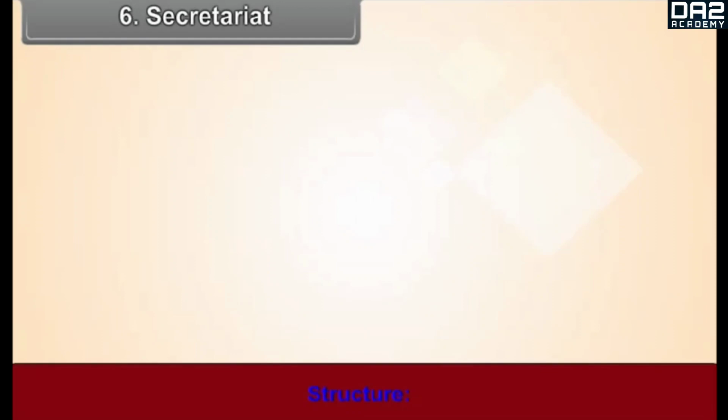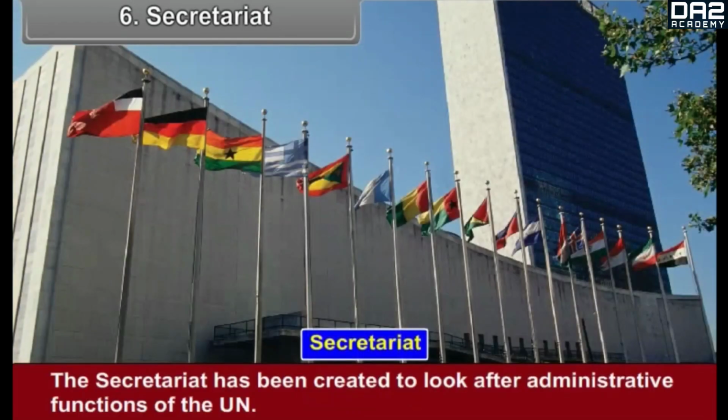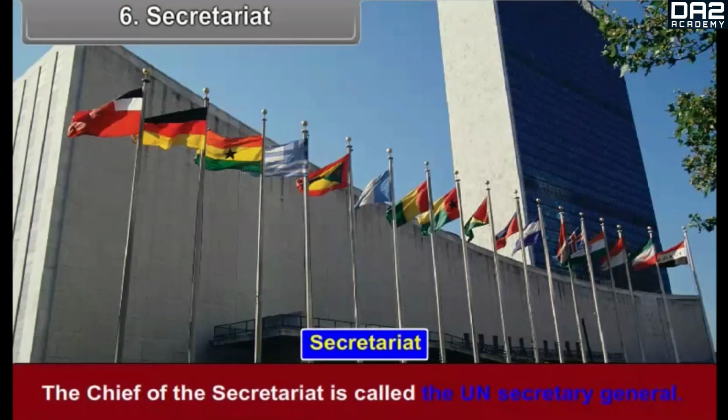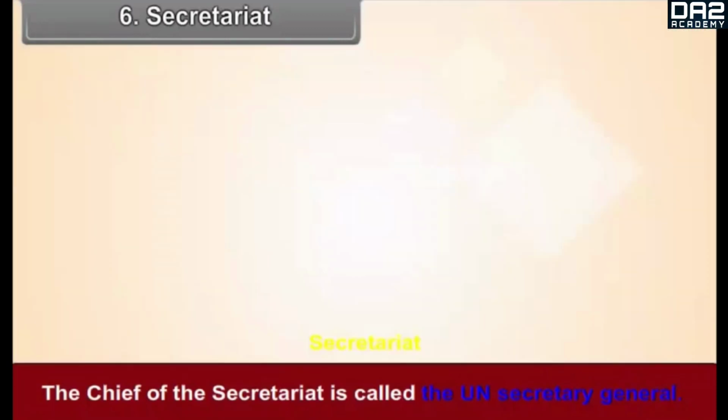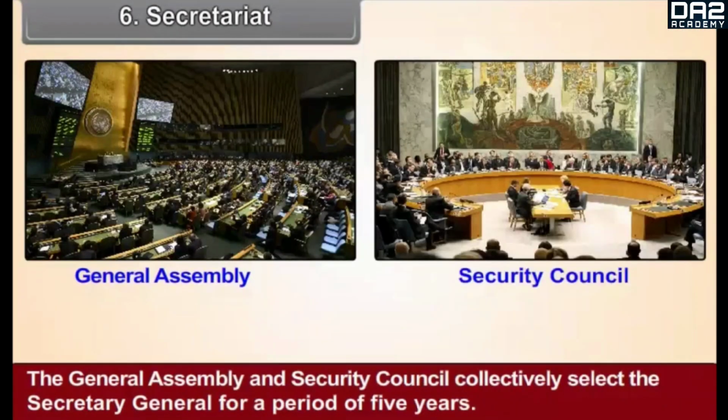Secretariat. Structure. The Secretariat has been created to look after the administrative functions of the UN. The Chief of the Secretariat is called the UN Secretary General. The General Assembly and Security Council collectively select the Secretary General for a period of 5 years.